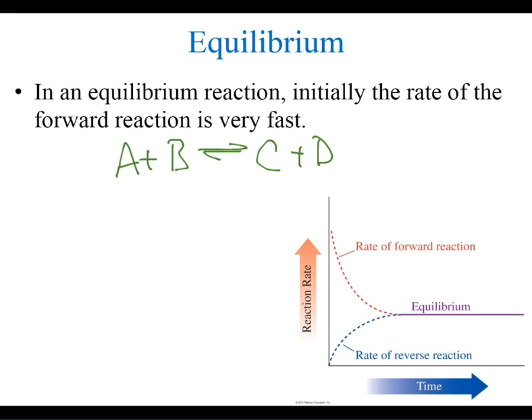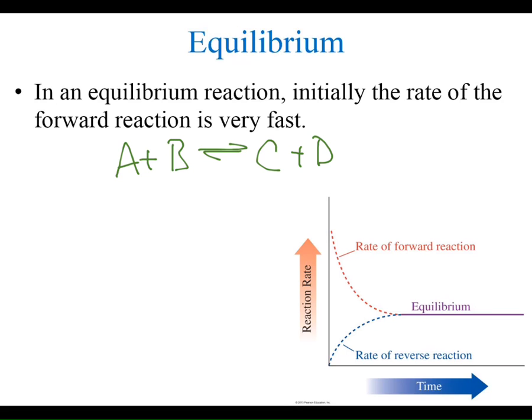But then over time, as A and B begin to turn to C and D, now they're swimming around, and C's trying to find a D. So a C finds a D and goes back, and a C finds a D and goes back. Like I said, there is no reverse reaction at first because there is no C and D, but that one kind of picks up speed. As you make more and more of it, it's easier and easier for a C to find a D.